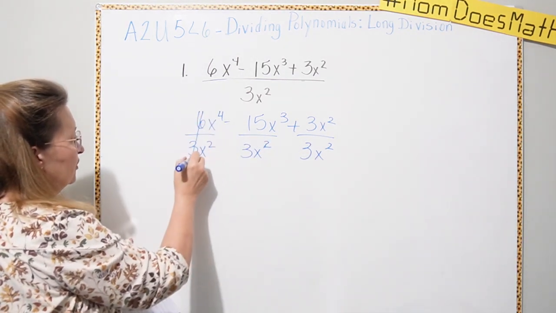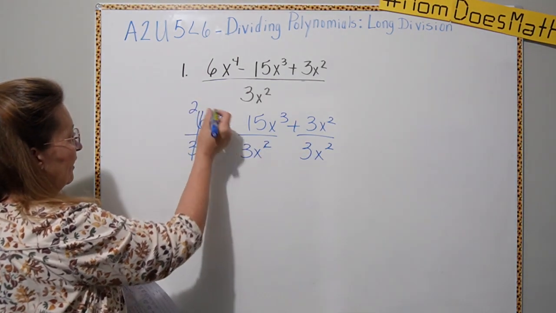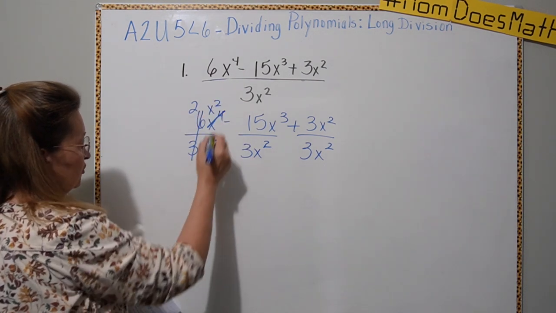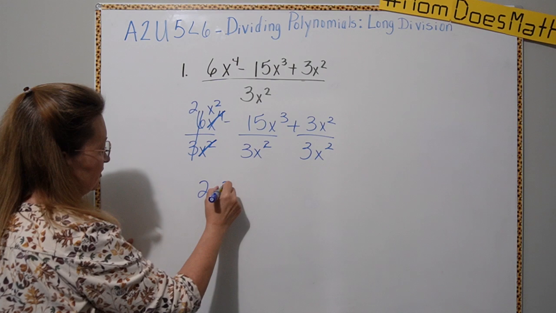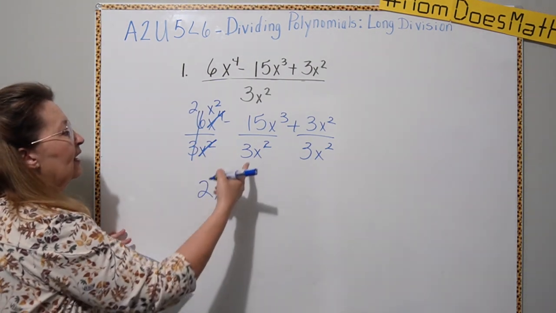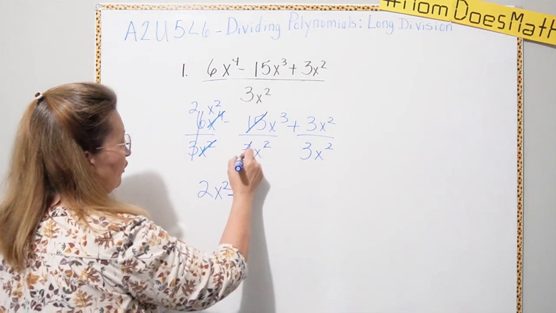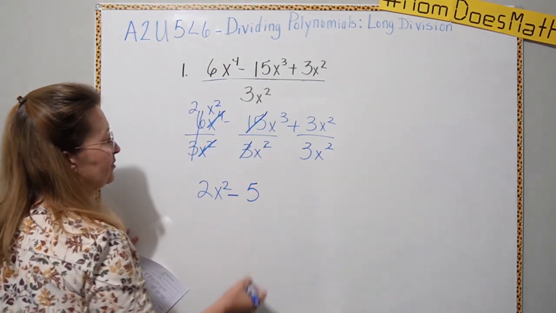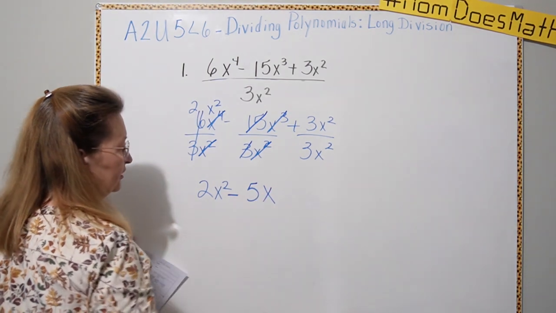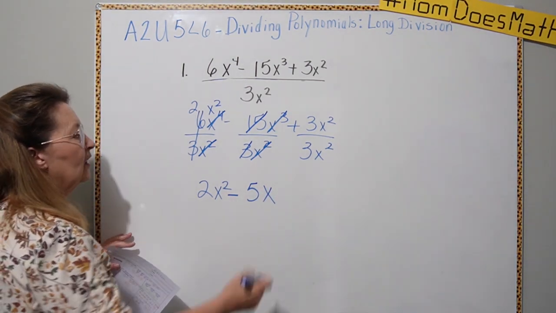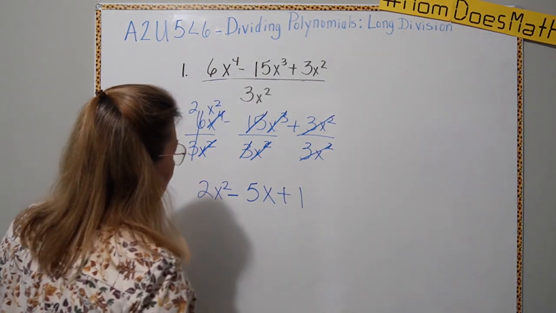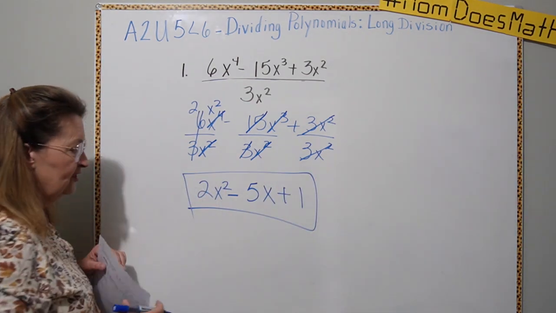Now 6 will go into, or 3 will go into 6 two times, and x to the fourth over x squared will leave me x squared. So my first term simplified is 2x squared. All right, minus. Now here, 15 over 3 leaves me 5, and x to the third over x squared reduces down to just x. All right, here, 3x squared over 3x squared is just 1. So that's your final answer.